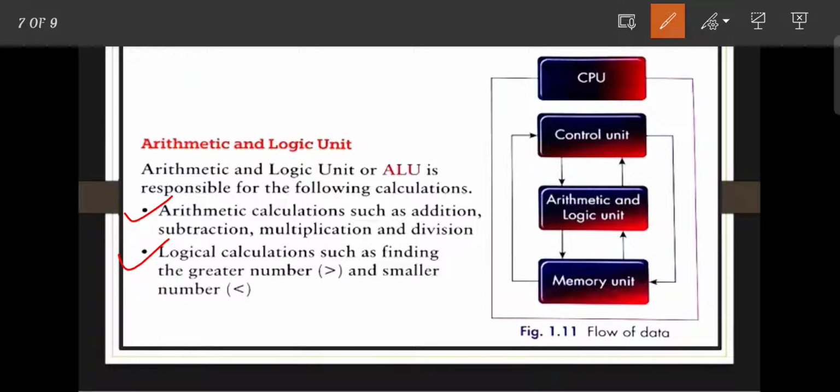That means all the mathematical calculation is done by the arithmetical logical unit. The first part of the CPU is the arithmetical logical unit, and all the mathematical and complex calculation is done by it.